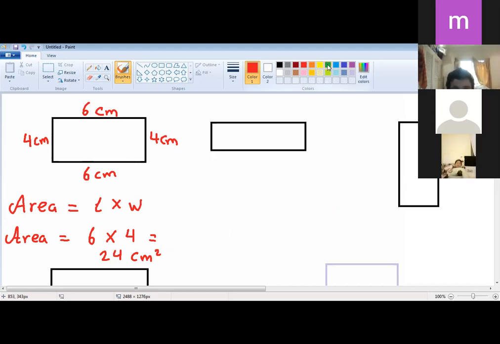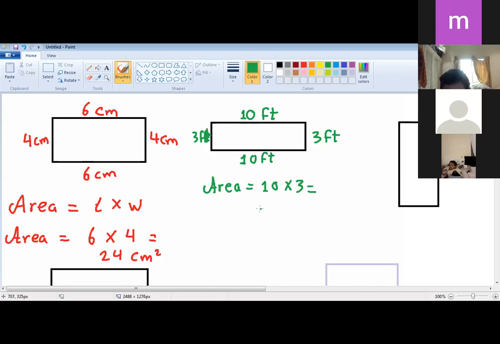Okay, the second one, you're gonna do it. For this rectangle, we have 10 feet for the length, for width, we have only 3 feet. So what do you think about this side? 3. And the opposite side of 10 must be 10. What is the area? 10 multiplied by 3 is 30. Area is 10 multiplied by 3. It's gonna be 30.